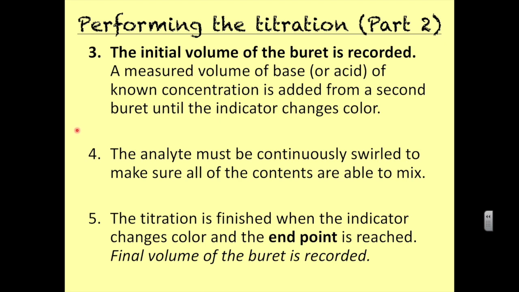Now, the initial volume of the burette is recorded, and then the volume of base of a known concentration is added from the second burette until the indicator changes color. Now, we always swirl the analyte continuously to make sure all the contents are able to mix. Then the titration is finished when the indicator changes color and the end point is reached. The final volume of the burette is recorded.